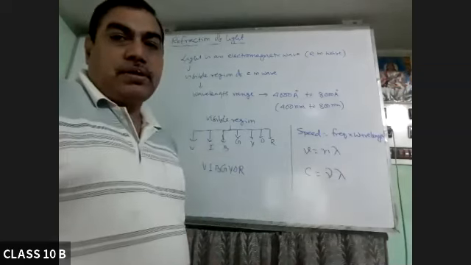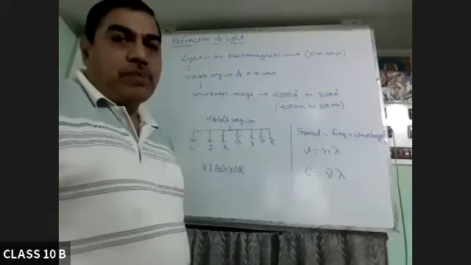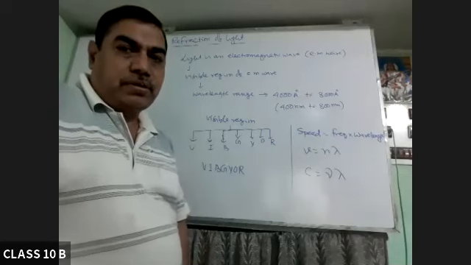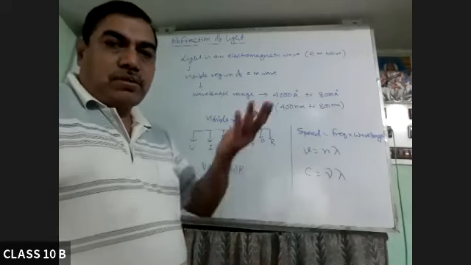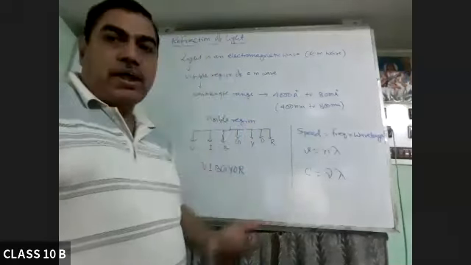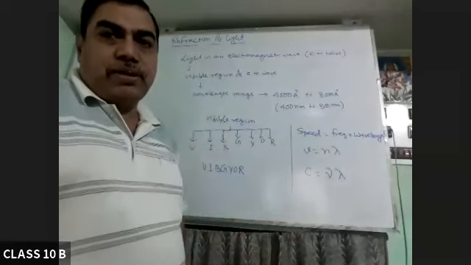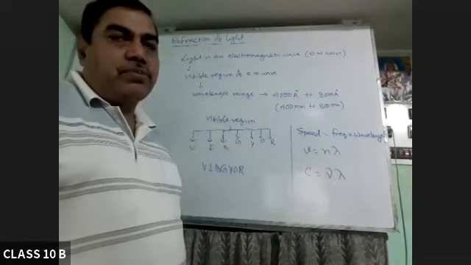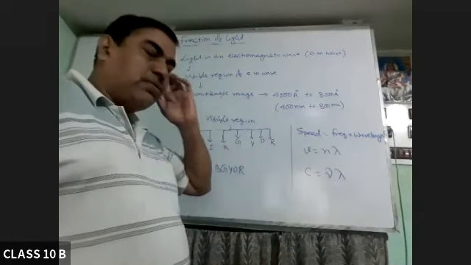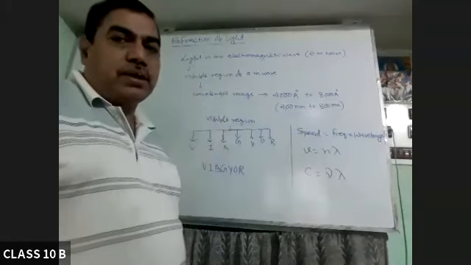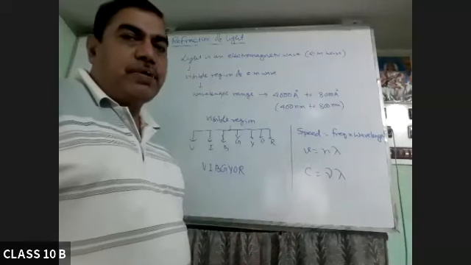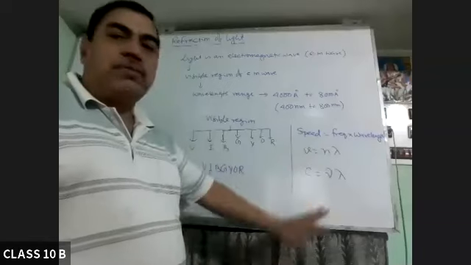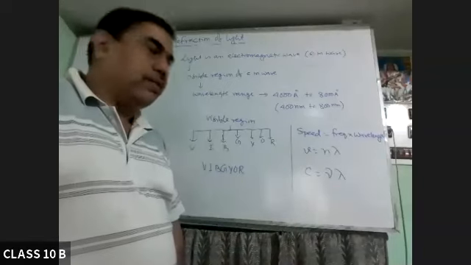Frequency means 1 by time period, the time taken to complete one vibration. So in sound, there is real vibration that we can visualize. But here in case of light, we can't visualize it. So the time period of that electric field, after what time it is repeated, that is its time period. The inverse of that time period we call frequency.